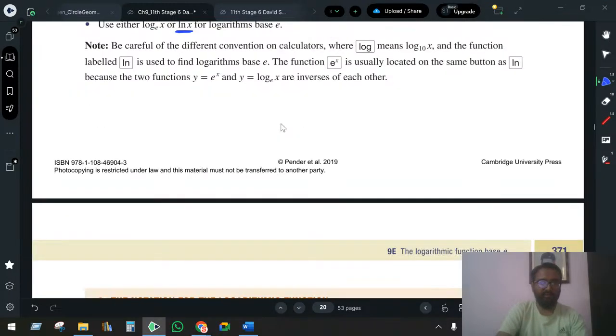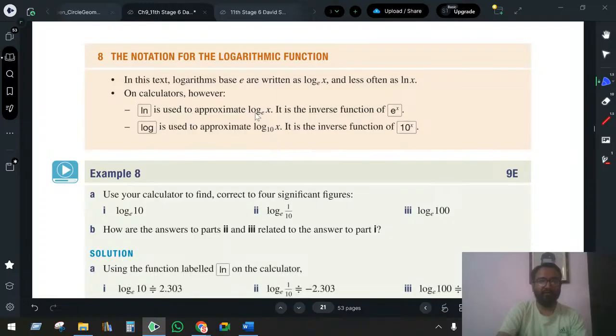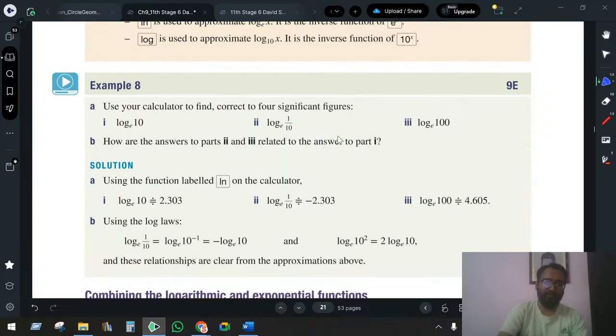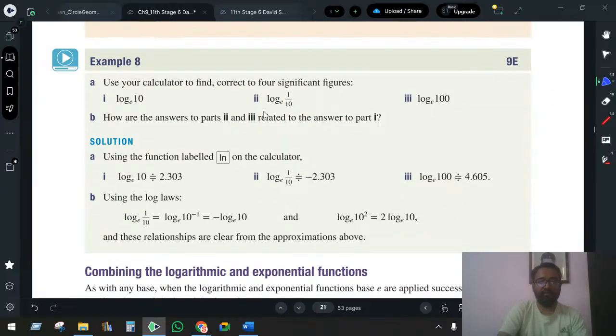Next, the notation for the logarithmic function he confirmed. ln x is log base e, the inverse of e power x. Log x is log x base 10, which is the inverse of 10 power x. Never write a logarithm without a base. Using the calculator, you can find the significant figures. Log 10 base e means ln 10. This is ln 10, this is ln of 1 by 10, and this is ln of 100.